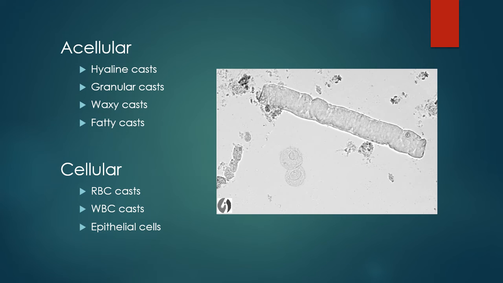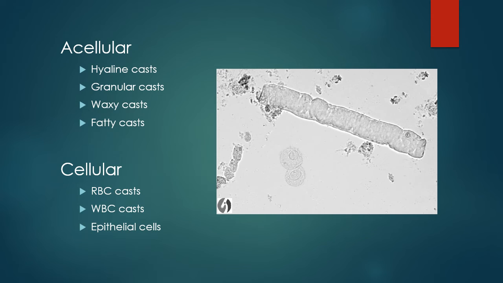Casts are plugs of agglutinated cellular debris and protein cells that form in the renal tubular system, specifically in the distal convoluted tubule and collecting ducts. We can separate casts into those that don't contain cells and those that do. The presence of casts indicates an issue with the renal tubules, and different types are associated with varying pathologies at different locations along the system.